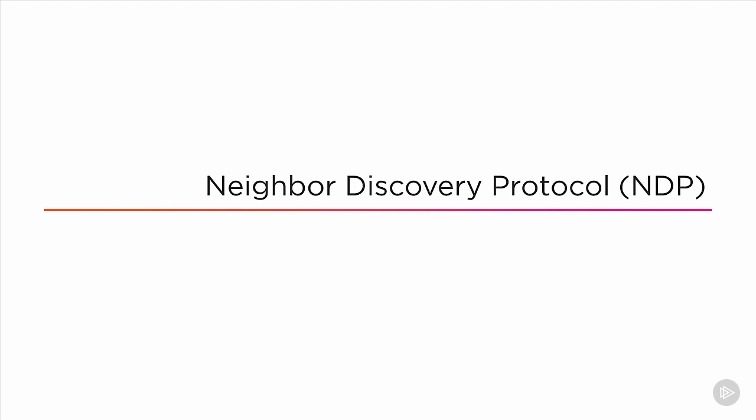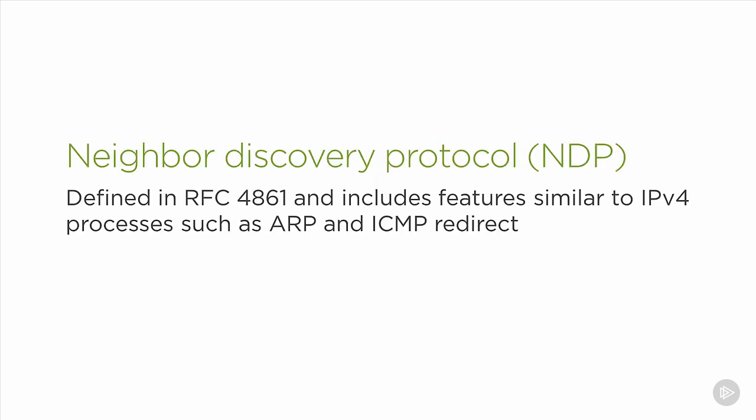IPv6 doesn't use ARP for layer 3 to layer 2 address resolution. Instead, it uses Neighbor Discovery Protocol, or NDP. The purpose of NDP is, as you might have guessed, to discover other IPv6 devices or neighbors on a network. NDP is defined in RFC 4861, and it includes features that are similar to IPv4 processes like ARP and ICMP redirect, features used, of course, for discovering neighbors.